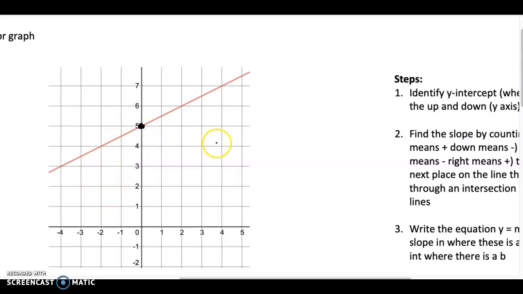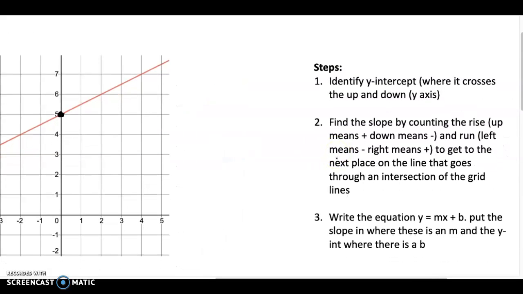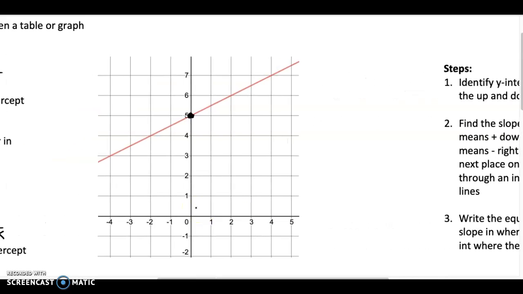So then two, I find the slope by counting the rise. So up means plus, down means minus, and run, so left means minus, right means plus, to get to the next place on the line that goes through an intersection of the grid lines. So let me just highlight a few of these intersections of grid lines. Here's one, here's one, here's one, here's one. I want to know where it intersects because I know that at that intersection it's 4, 7, or at this one it's 2, 6. Those are the kind of things that I'm looking at.